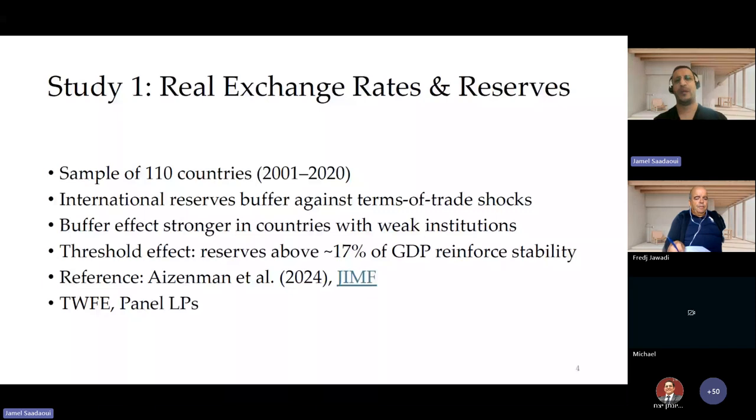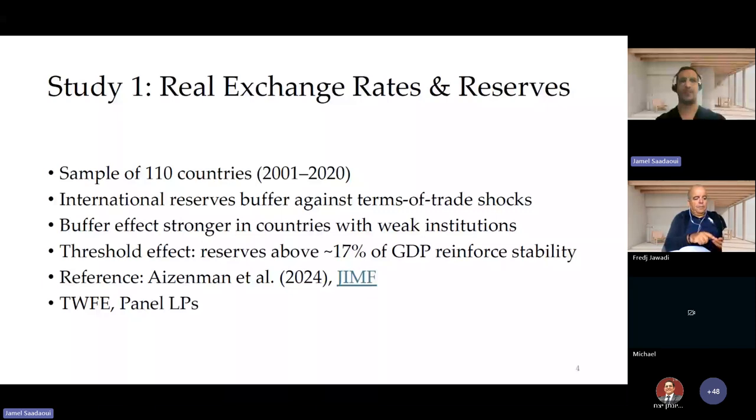So what we discover in this paper is that countries that have weak financial institutions use the reserves more, and they have a stronger buffer effect. So the use of international reserves is somehow complementary, or used by countries which have not yet reached a high level of financial integration. Just to give you a bit of context.